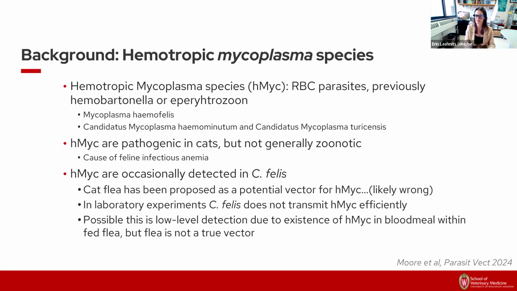In lab experiments, cat fleas really don't transmit hemotropic mycoplasmas efficiently, and it's more likely that this low level of detection that we see across lots of papers of hemotropic mycoplasmas in fleas is more evidence for hemotropic mycoplasma in the blood meal, so in the cat blood that's inside the flea, not that the flea is acting as a true vector that's required for transmission.